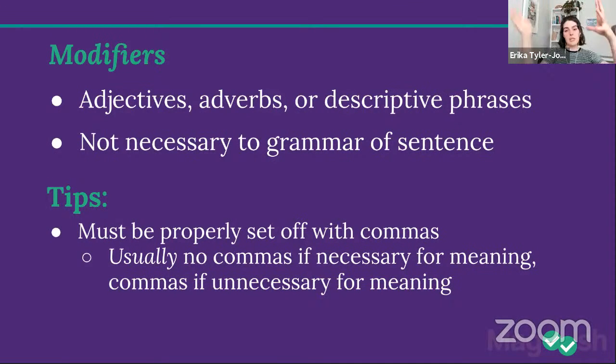If the modifier is at the beginning of the sentence, we'll have a comma, and then we'll have the rest of the sentence. If we've got a modifier at the end of the sentence, we'll have a comma before it. So in both of those cases, it's setting it off from the sentence. If we've got a modifier in the middle of a sentence, we'll have a comma on either side. So in any of those cases, that modifier is fully set off with commas. Again, except for when it's necessary to the meaning, in which case there will be no commas.